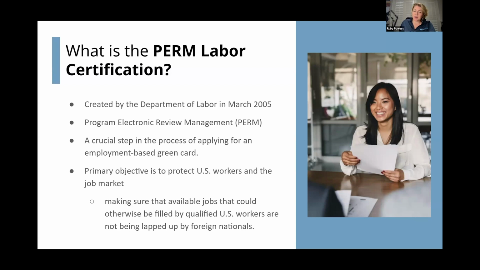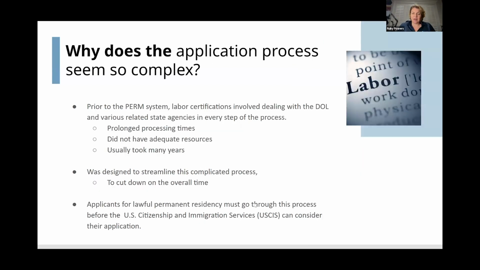It was created by the Department of Labor in March 2005, and we call it the Program Electronic Review Management, which we just call PERM. So when we say PERM, that's what it means. The objective is to protect U.S. workers and be cognizant of the job market, making sure that the available jobs could otherwise be filled by qualified U.S. workers.